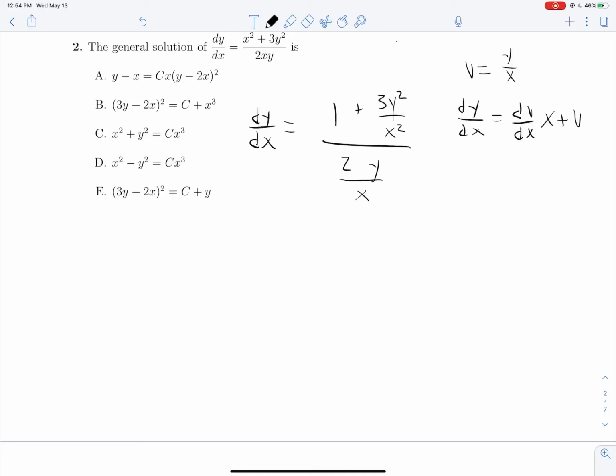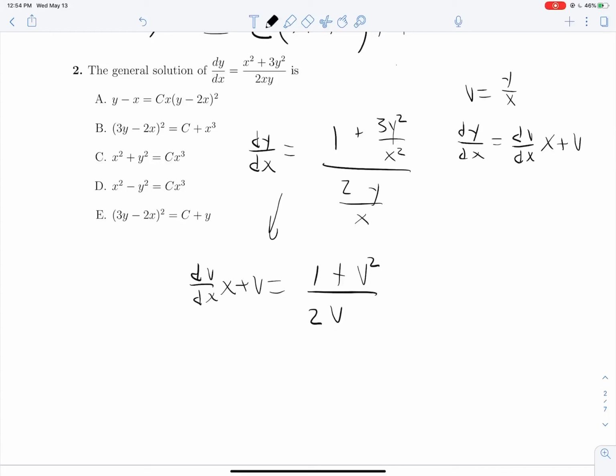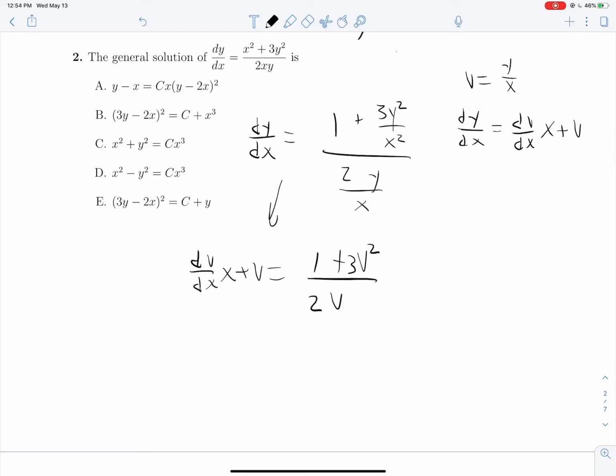So let's perform that substitution. This will turn this equation into dv/dx times x plus v is equal to 1 plus 3v squared over 2v. Okay, let's subtract this v over and make that a v squared over v, and multiply the top and the bottom by 2 so that we get the same denominator. Then we can subtract that, and what do we get? We get 1 plus v squared over 2v right there.